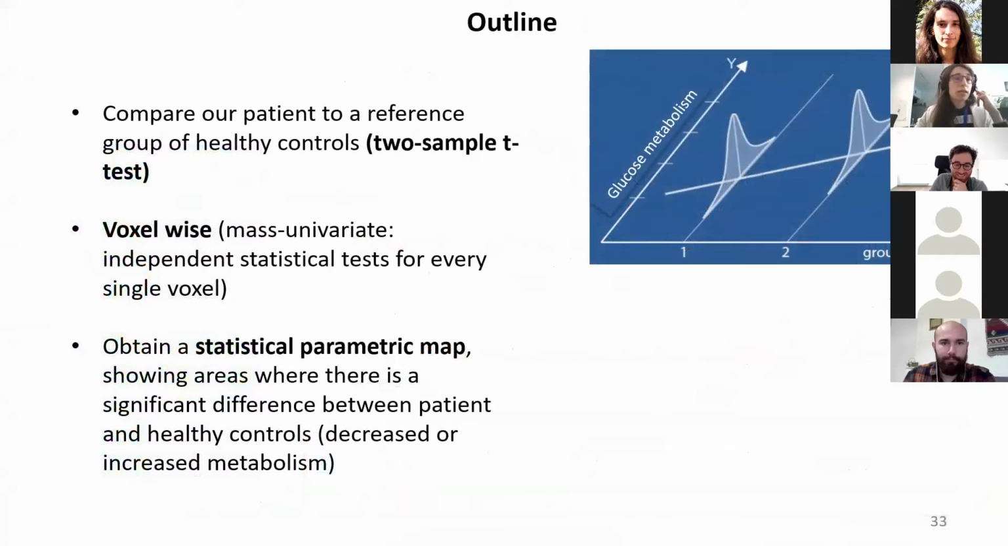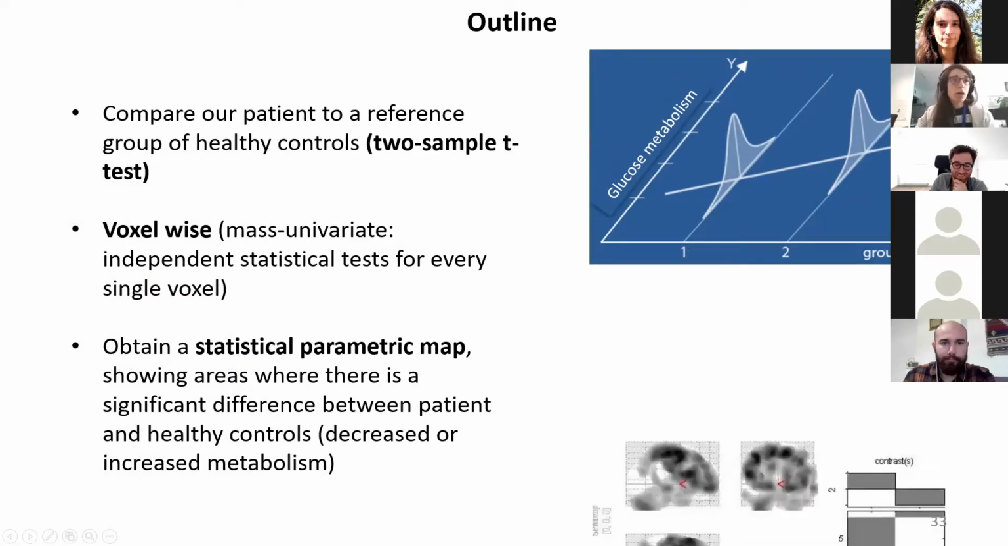How does it work? Essentially, here we are running a two-sample t-test, just the standard test that you use to compare groups. Here we are comparing one patient with a group, but the underlying design is the same. We want to see if the value of metabolism in each voxel in the brain of our patient is significantly different, so there is a statistical comparison, compared to the mean value that we can observe in our second group, which would be the healthy controls, of course.